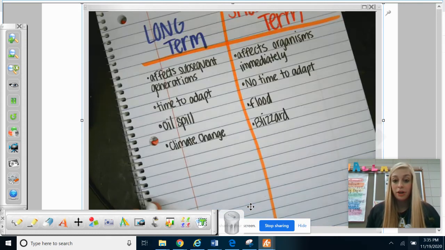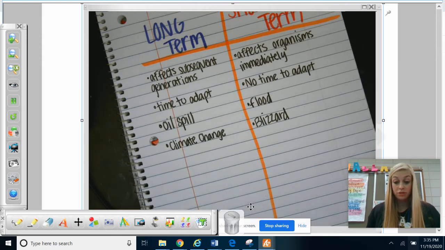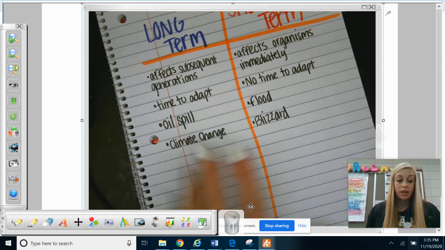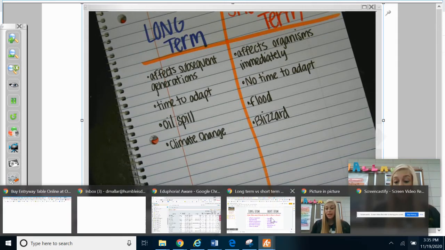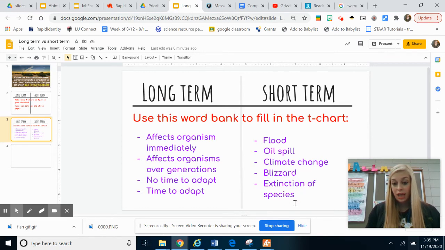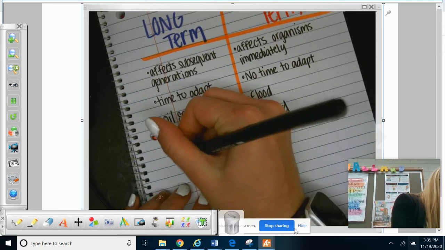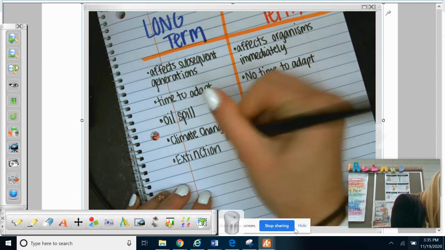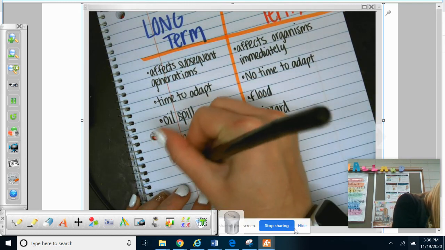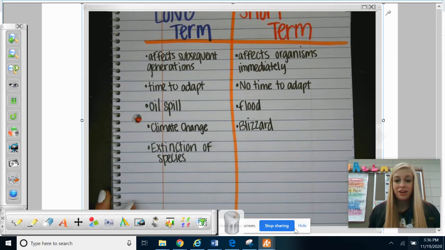Maybe you're kind of noticing a pattern. Anything that permanently destroys a habitat or nearly permanently destroys a habitat is going to be long-term. Things that damage the habitat for the time being, but the habitat can regrow, those are short-term. When you destroy a habitat, you risk causing extinction, which is the last one. Extinction is, of course, long-term, because if organisms go extinct, they're not coming back. They're gone forever.